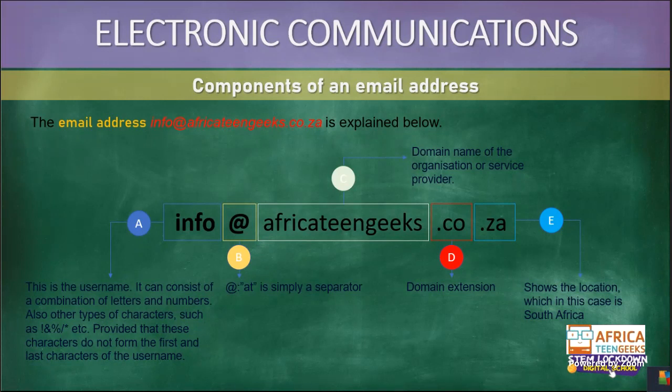Then we have the domain extension, which shows the type of organization. And then lastly, you have .za, which shows the location, which in this case is South Africa.